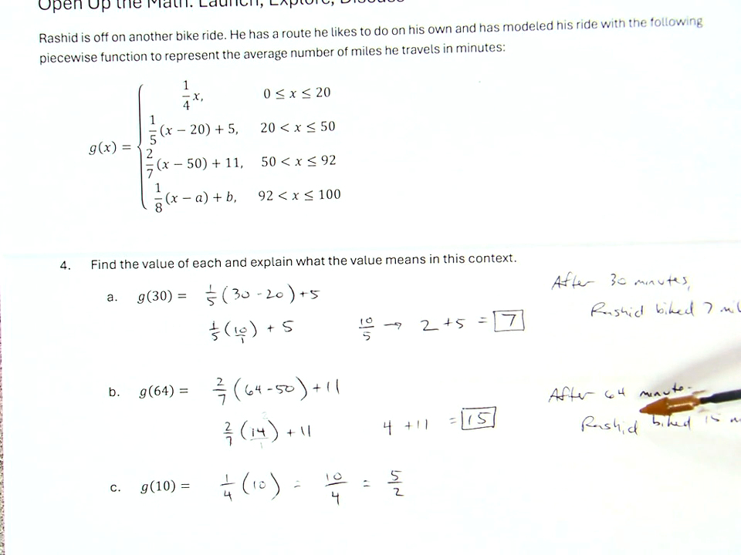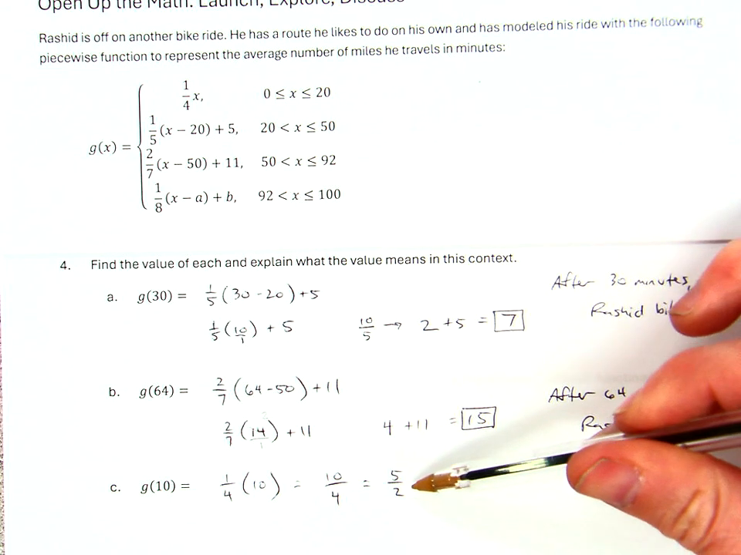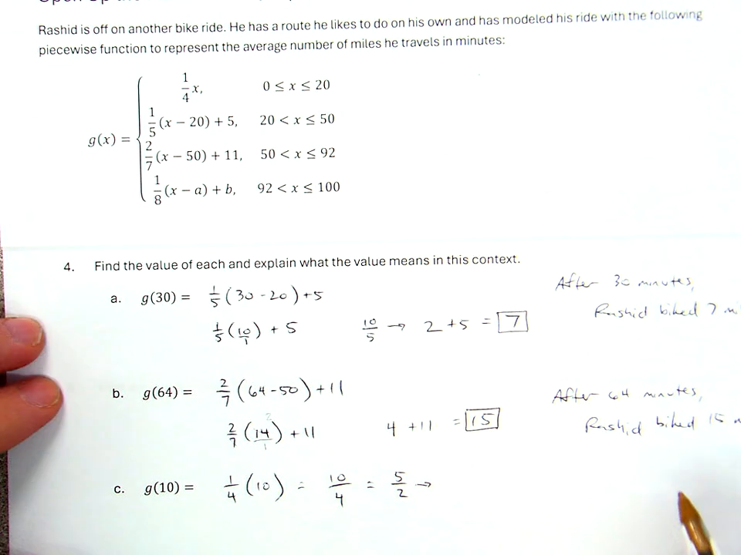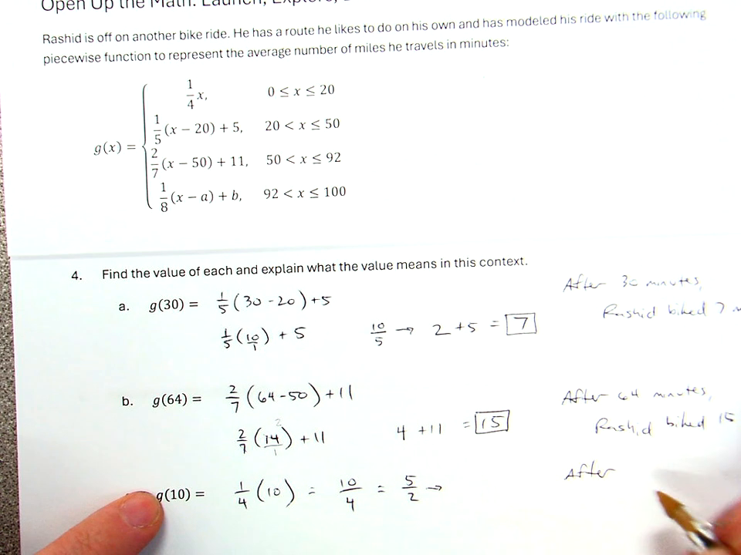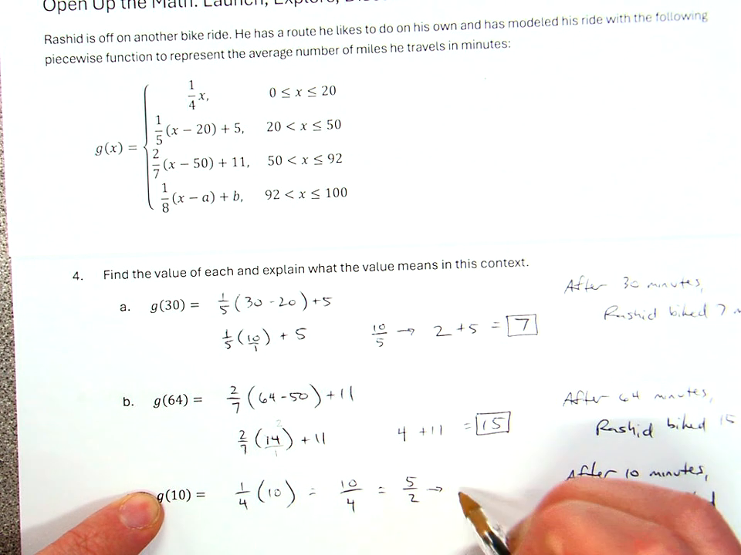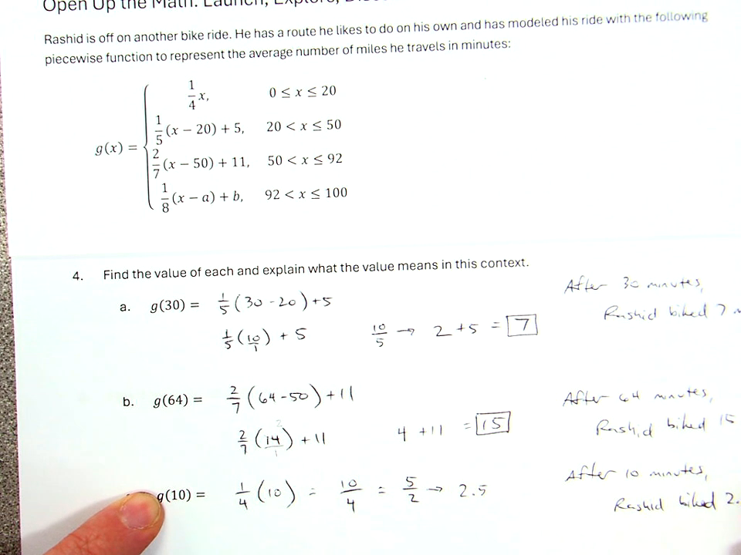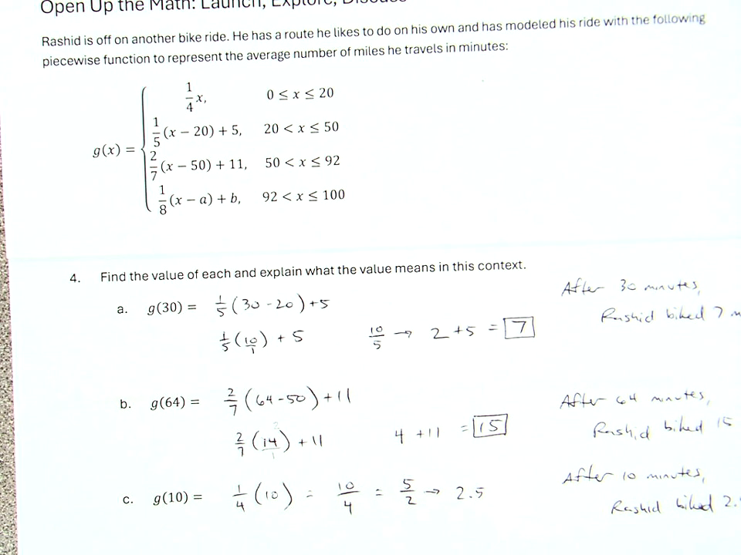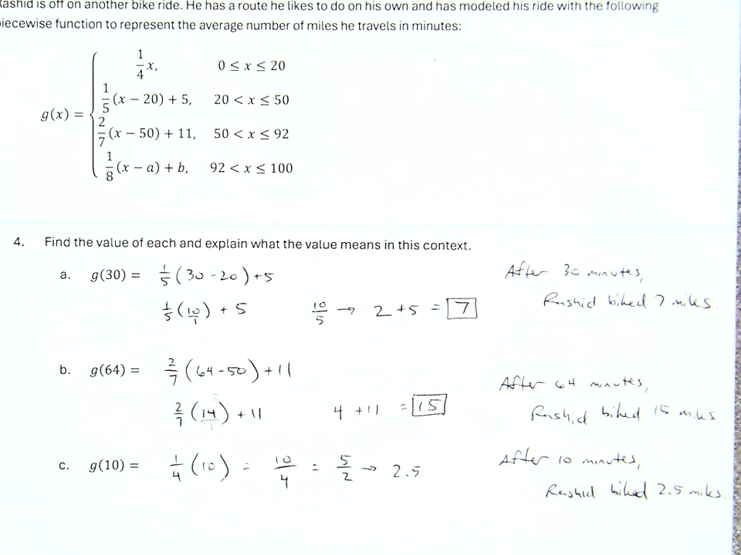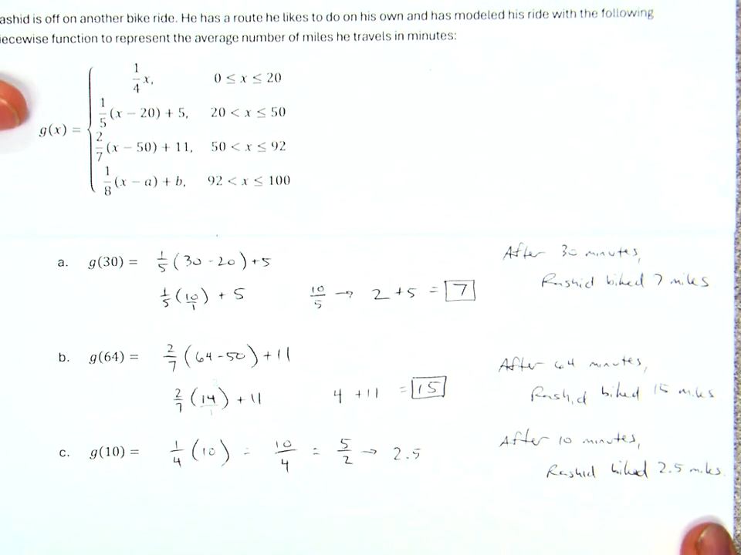In terms of context, it would probably be easier to think of this as a decimal, right? Because it's not very often somebody's going to say, after 10 minutes, Rashid biked 5/2 miles. We'll say that this is 2.5, so 2.5 miles. Be easier to describe to somebody, right? Okay. So let's look at the next one.